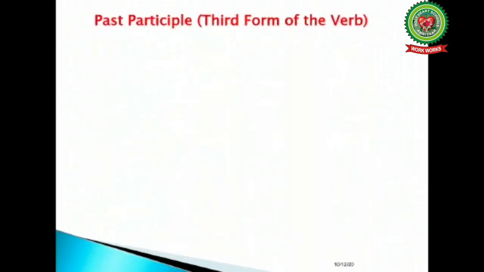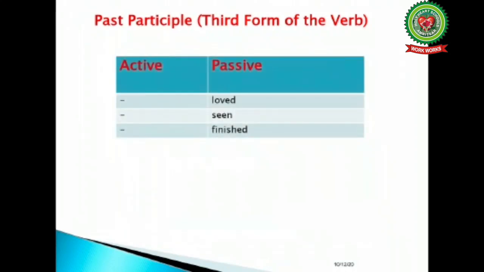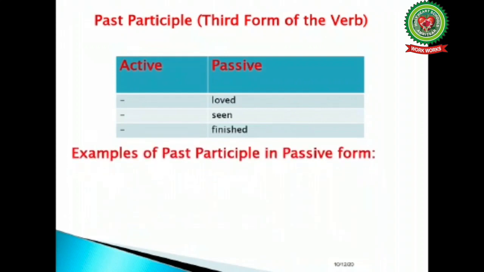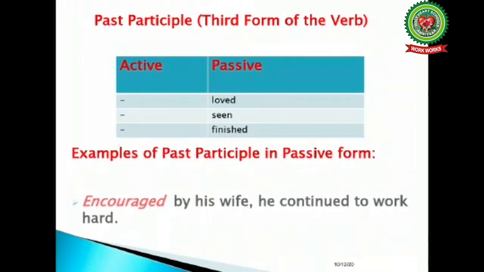Past participle, third form of the verb. Now let us understand the forms of past participle. Children, past participle is always used in passive form. It does not have active form. For example, loved, seen, finished. Examples of past participle in passive form.